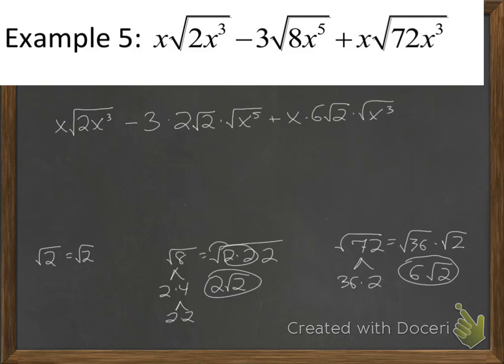Okay, all right, so we have x times the square root of 2, and let me write it like this. I think it'll help us a little bit.